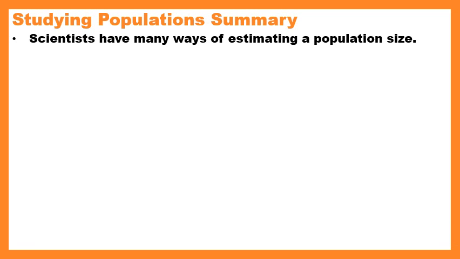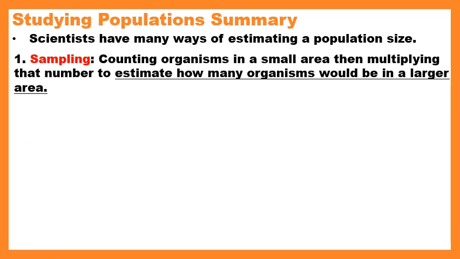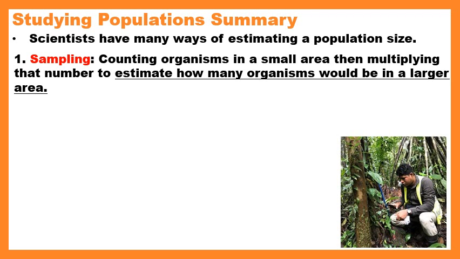Scientists have many ways or methods of estimating a population size. One way to do this is called sampling. That's when you go out in an area and you count organisms in a small area. So, let's say you want to figure out the population of the woods in your backyard or the woods in a state park. You would only take a very small percentage of that area and just really focus on counting as much as you can in that small area. It's easier to count in a small area, right? Then you multiply that number to estimate how many organisms would be in a larger area. So you take that small square that you counted and the number of organisms that you found, and then you multiply it to guess what would be in the whole woods.